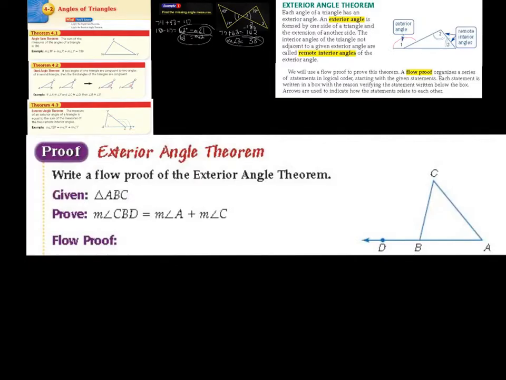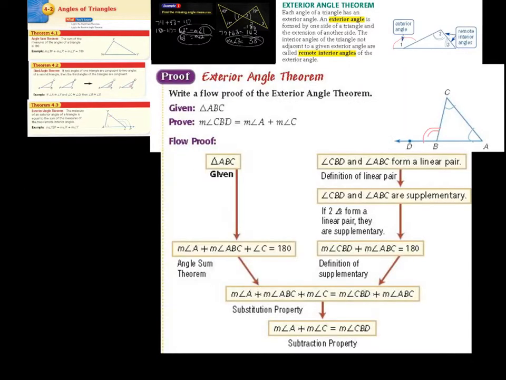The book has an example of a flow proof to prove the exterior angle theorem. So they gave us triangle ABC, and they wanted us to prove that the measure of angle CBD equals the sum of the measures of angle A and angle C. Just like with our other types of proofs, we're going to start off with the given, but also from the diagram, they said, hey, angle CBD and angle ABC form a linear pair. That doesn't necessarily come off from the given, so they didn't draw a triangle there.